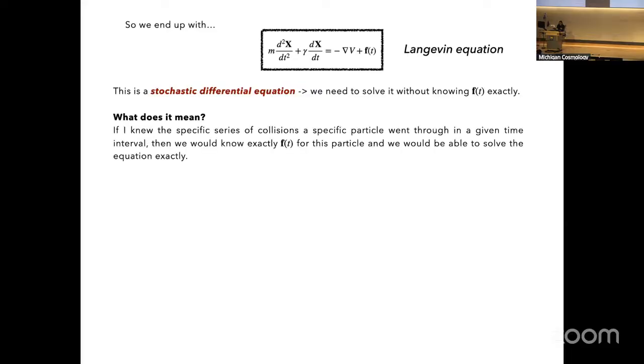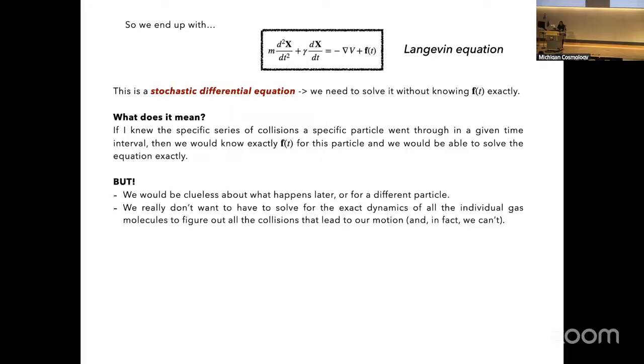So our goal here is that we want to solve this equation without knowing what the little f, the noise, is. So we need to solve it without knowing what the force is. Obviously, if I knew the series of collisions that happened to my big molecule by all the other particles of gas, I could solve for it exactly, but it would be completely useless because it wouldn't tell me anything about what's going to happen in the future, because I don't know what the next series of collisions are going to be. And I also really don't want to have to solve for all the series of collisions because I am not interested in solving Schrodinger's equation in 10 to the 23 dimensions. So I'm not going to do that.